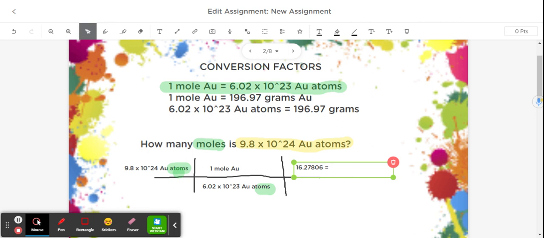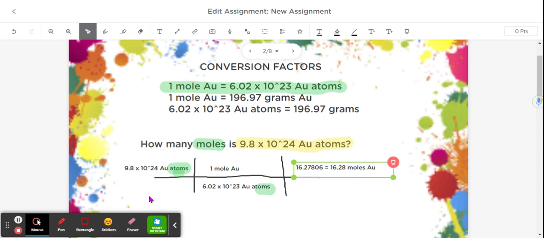Now, remember, some videos that I've posted in the past talk about significant figures. We're really not going to look at significant figures this year. But what I want you to do whenever you write a number down is include only 2 places after the decimal. So this would round to 16.28, because the 8 would make that 7 round up. And that is 16.28 moles of gold. That's going to be our answer.